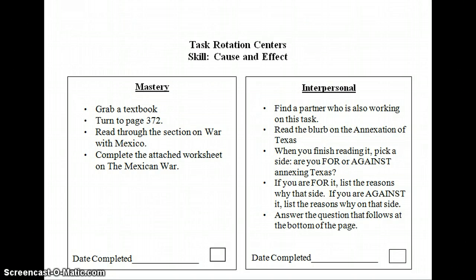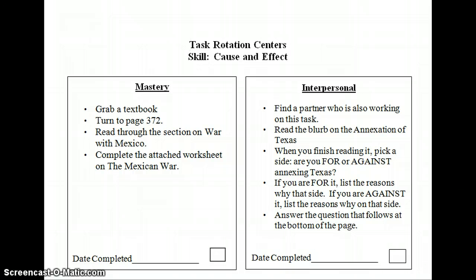This is Mr. Bass, and I'm going to be providing you directions to the task rotation that pertains to the skill, cause and effect. Now, the 4 topics that you're going to be working on are the war with Mexico, annexation of Texas, immigration during the 1800s, and the Gold Rush.